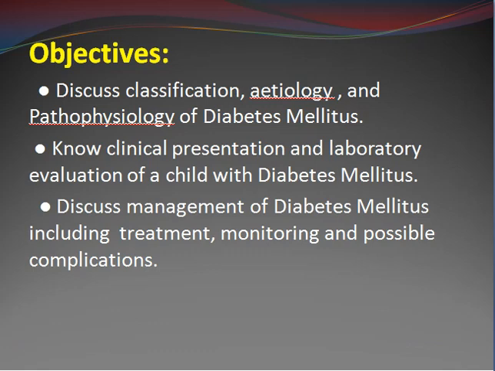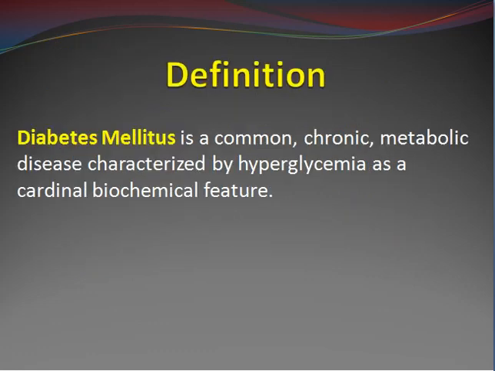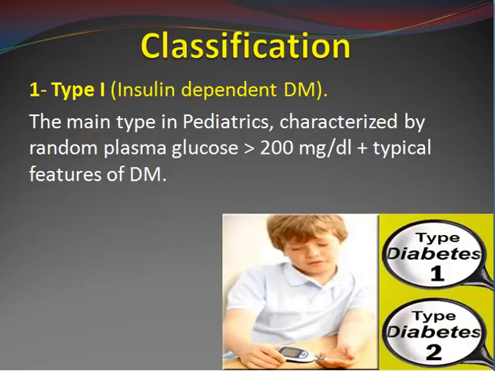The objective is to discuss the classification, etiology and pathophysiology of diabetes, to know the clinical presentation and laboratory evaluation of the child with diabetes mellitus, and to discuss the management of diabetes mellitus, including treatment, monitoring and possible complications. Definition: diabetes mellitus is a common chronic metabolic disease characterized by hyperglycemia as a cardinal biochemical feature.